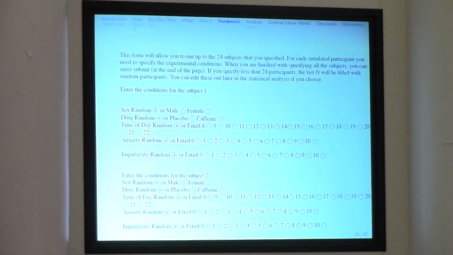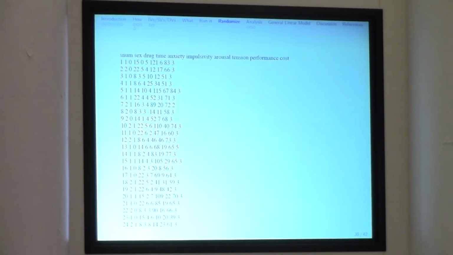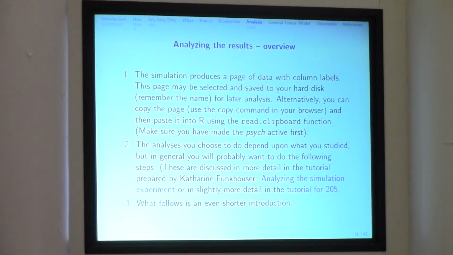Here's what it looks like when you collect the data. You've got to go through and press a button for the conditions for each subject. But if you're lazy, as I am, you just let it randomize. Or if you don't care about it, I don't care about the gender of the subject, just forget it. Don't let it be random. I don't care about their impulsivity. Fine, don't specify it. Here's what the data look like when it comes out in your web browser. You suck it into R, and it looks reasonable.